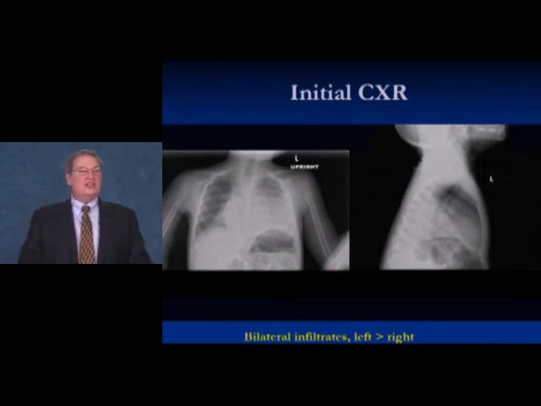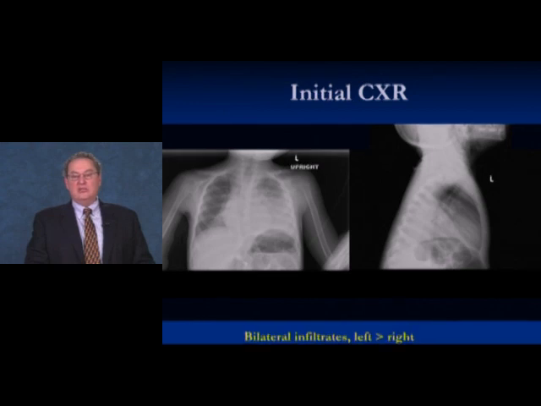You're considering the diagnosis of pneumonia and obtain a chest x-ray. And here you can see that she's got bilateral infiltrates, some here in the right lower lobe, but much more involvement in the left lower lobe, perhaps the lingula. So bilateral infiltrates, much greater on the left than on the right.